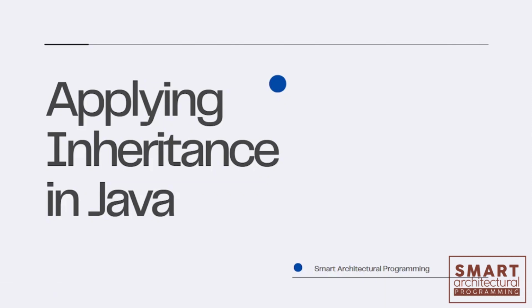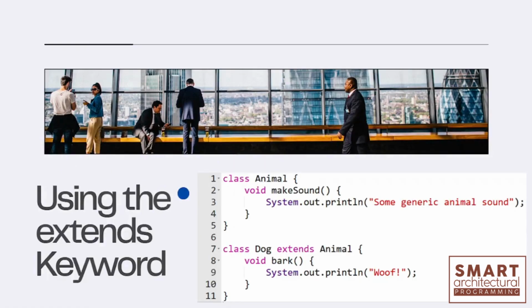Inheritance is one of the cornerstones of object-oriented programming in Java. It allows us to create a new class based on an existing class, promoting code reuse and logical class hierarchies. So first of all, the first aspect you need to understand in inheritance is the usage of the extends keyword. Let's start with the extends keyword. This is how Java lets one class inherit from the other.